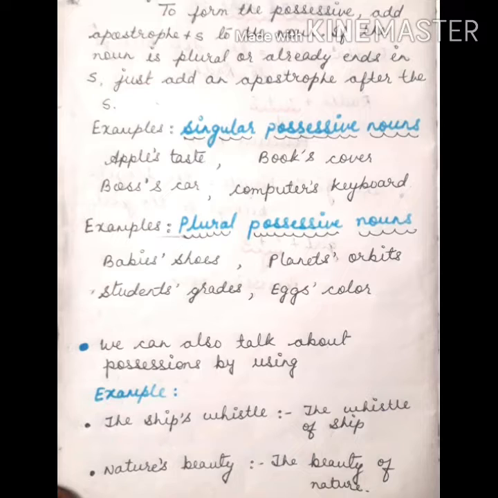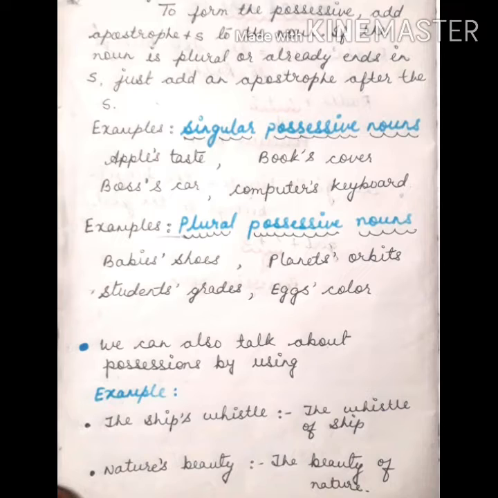And if the noun is plural or already ends in S, just add an apostrophe after the S. See, for example, singular possessive nouns. Apple's taste. When we talk about the taste of the apple, we say apple's taste. Book's cover. That means the cover of the book. We are talking about the cover of a book. So, book's cover. How are we writing it? Book apostrophe S. Book's cover.